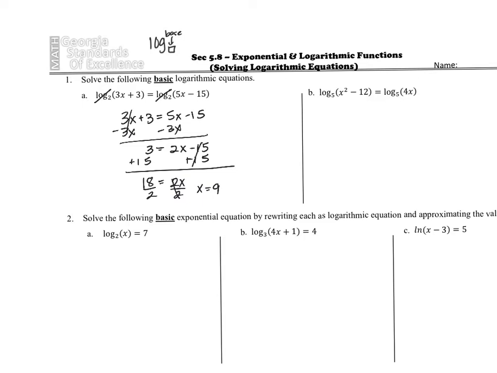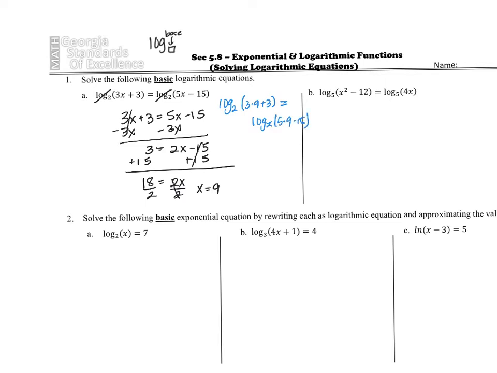Now, we do have to make sure that this works. So you probably should have your calculator nearby. You're going to put log base 2 of, and we're just going to plug 9 back in. So you have 3 times 9 plus 3. Does that equal log base 2 of 5 times 9 minus 15? Okay? Not 3, 9. Awkward.